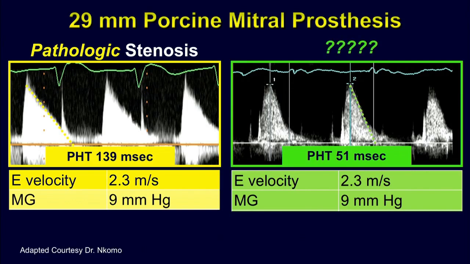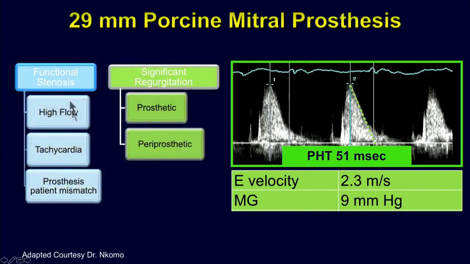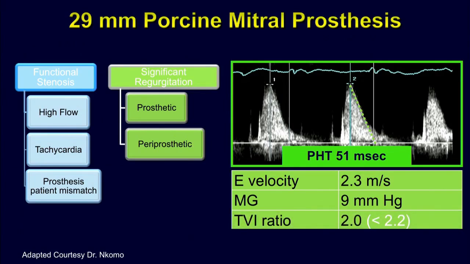And so what could this be? It's not pathologic stenosis, it's either functional stenosis or can be significant regurgitation. So we need to look at the other Doppler parameters, right? So we'll begin by looking at this TVI ratio. And the TVI ratio in this case was 2.0, it's low.